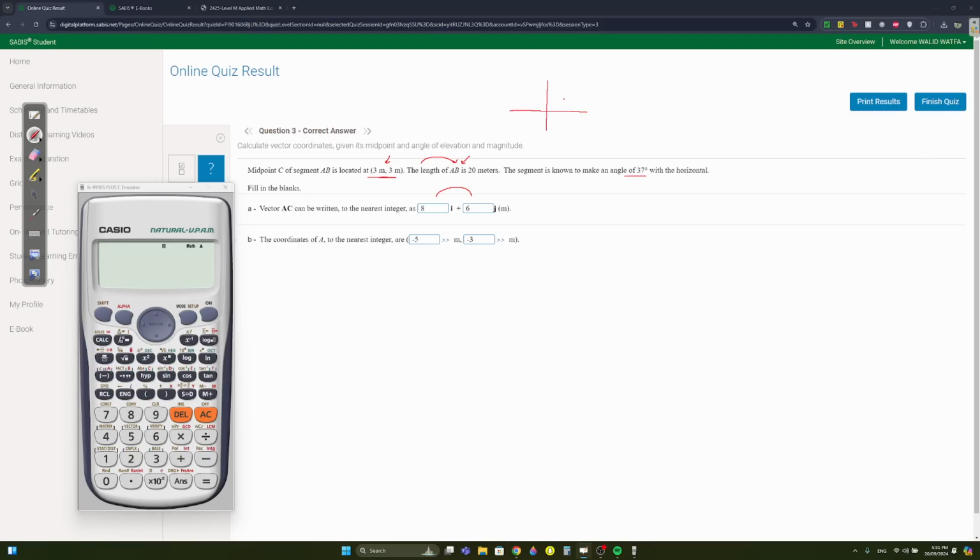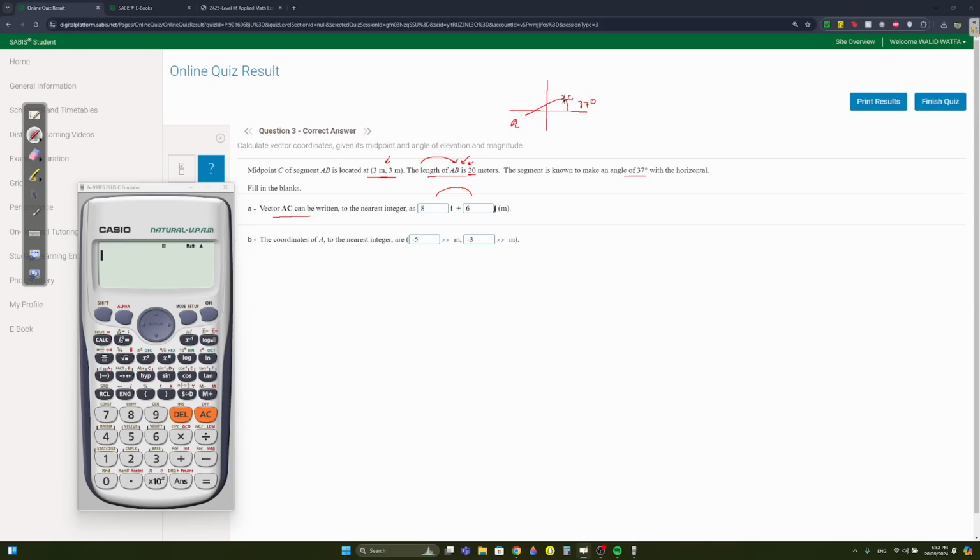We have point C, which is over here, okay? We know that this C is a midpoint of a segment. They said that the length of that segment AB is 20. And then they said this segment is known to make an angle of 37. So actually, the angle here will also be 37 with the horizontal. So you want us to find vector AC. Let's say A is, I'm not sure, here. So this is the segment AC, right?